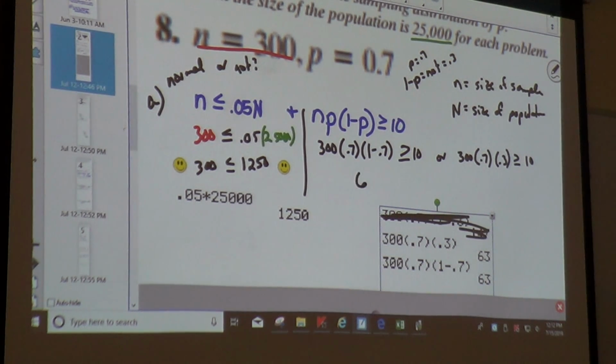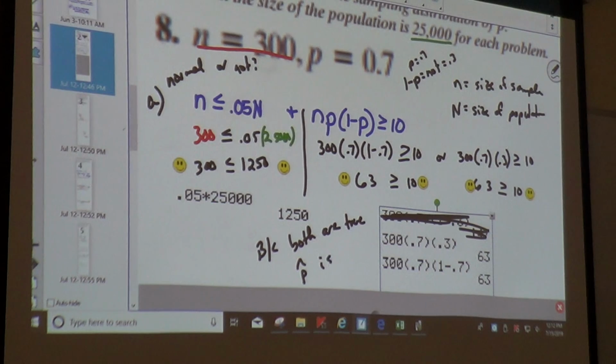So either way I do this, 63 is greater than or equal to 10, or 63 is greater than or equal to 10. Is that true or false? Those are true. So because both are true, P hat is approximately normal.